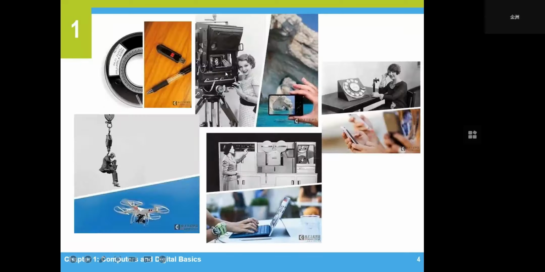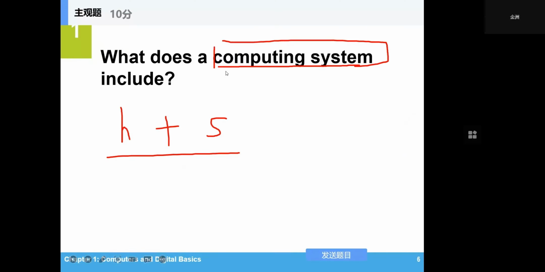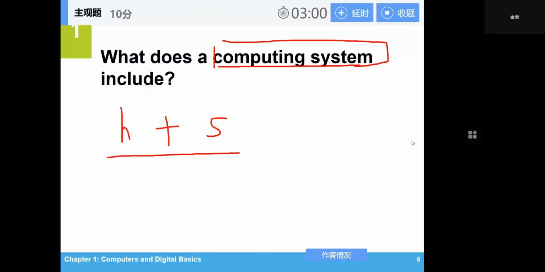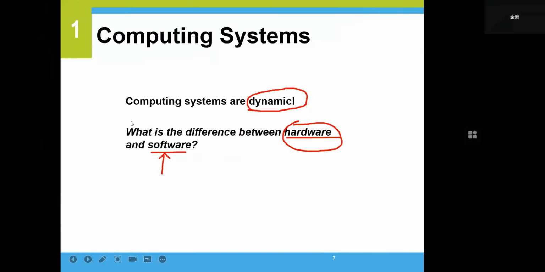So firstly, what do you think a computer system is? I will give you 3 minutes to answer the question. What does a computing system include? They say computing systems are dynamic and consist of hardware and software. So what's the difference between hardware and software?